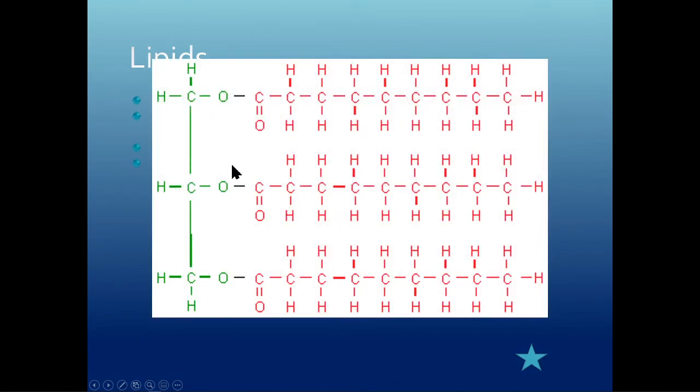Right, here we have a triglyceride. Tri means three, so we have three long lipid chains. Fatty acid chains are what we call them. So here you can see we actually drew out all the carbons and hydrogens. And this would be the glycerol part of that triglyceride.